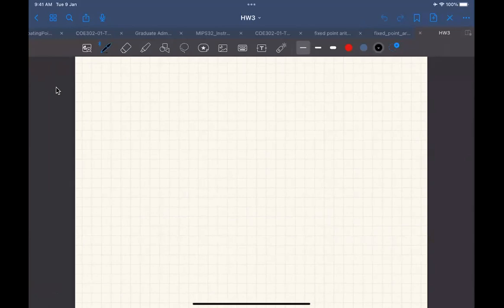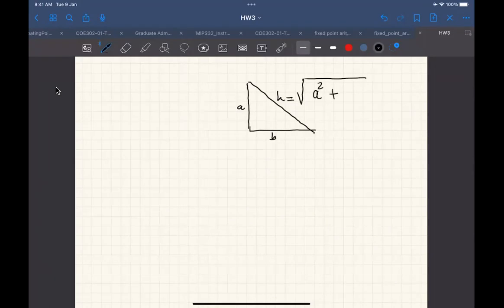Okay, for tonight's lecture, we are going to implement a circuit that calculates the length of the hypotenuse in a right triangle, given its other legs. You know that this is the hypotenuse, and this is leg A, for example, and this is leg B. How do you calculate it? What is the length here? It is the square root of A square plus B square.